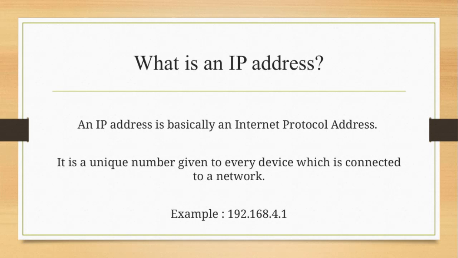An IP address is basically an Internet Protocol address. It's a unique number assigned to every device that connects to a network. Think of it as a digital street address, helping data find its way to the right device. For example, you might see something like 192.168.4.1. That's a common format for IP addresses used in local networks.